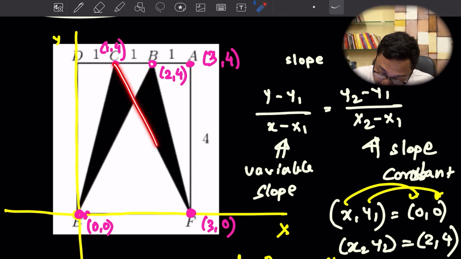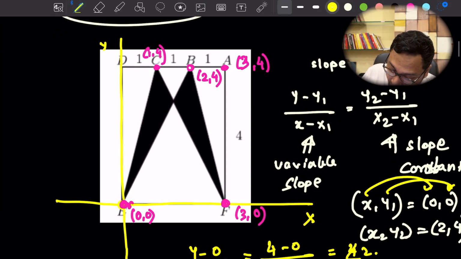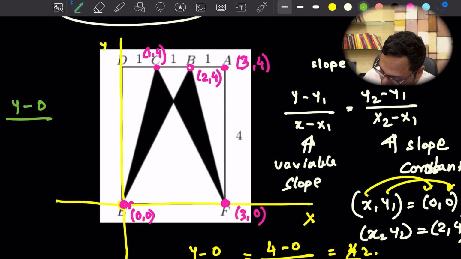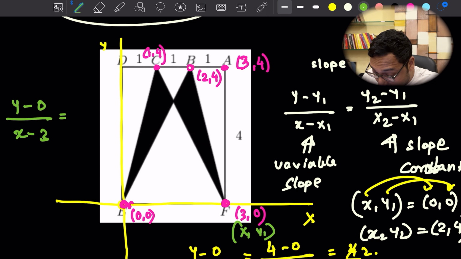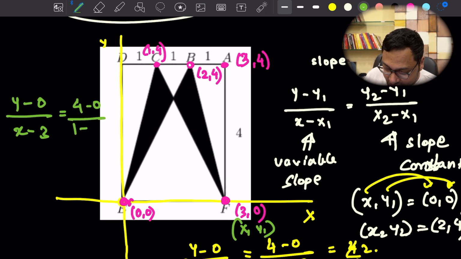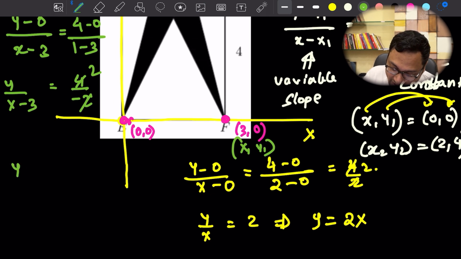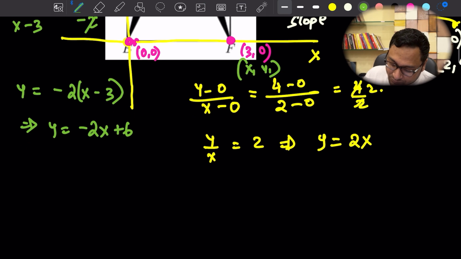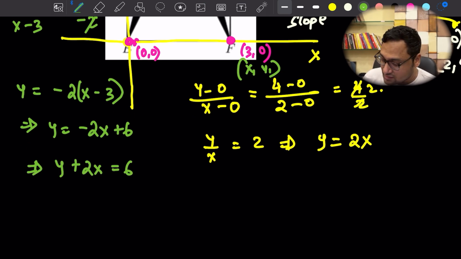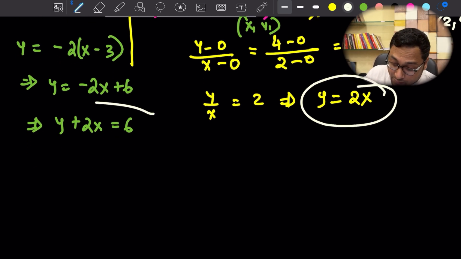Similarly, you can find the equation of this line. What is the equation of this line? Now this is my x1 and this is my y1. So y minus y1, this is 0, x minus x1 is 3. And now we have y2 minus y1, which is 4 minus 0, and this is 1 minus 3. So we have y by (x minus 3) equals 4 by negative 2, which is negative 2. So the formula becomes y equals negative 2 times (x minus 3), or y equals negative 2x plus 6, or y plus 2x equals 6. So you have two equations: y equals 2x and y plus 2x equals 6.